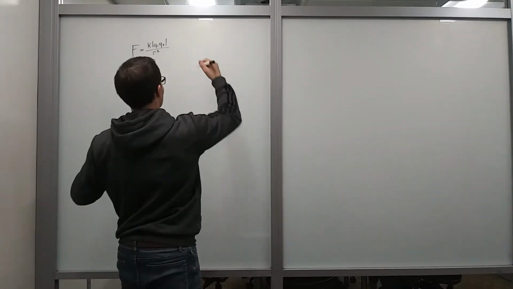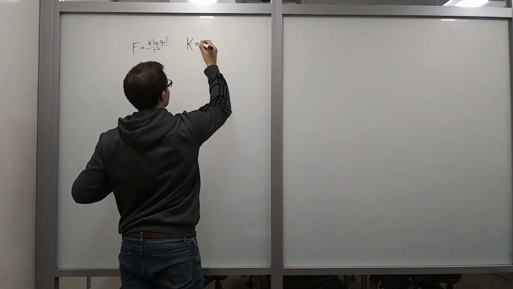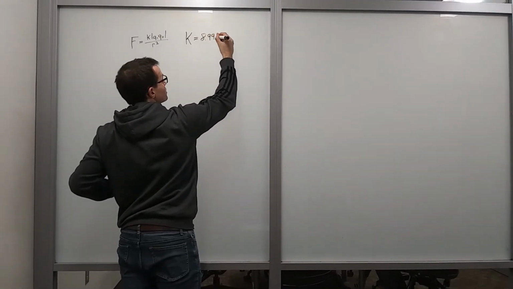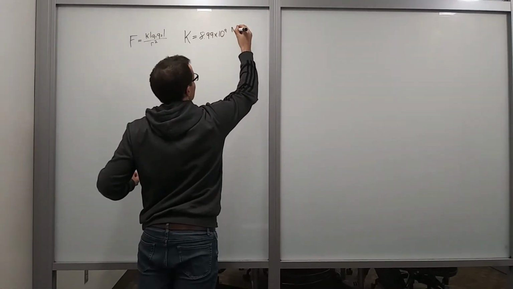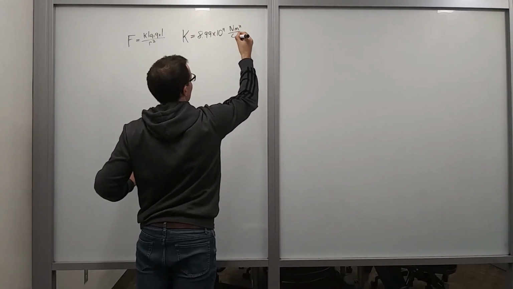K is a constant, and we'll write that value up right now. K is going to be equal to 8.99 times 10 to the 9th newtons meters squared over coulomb squared.